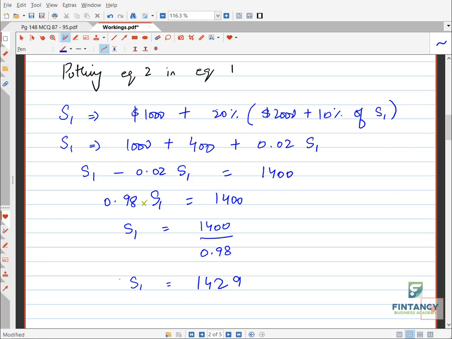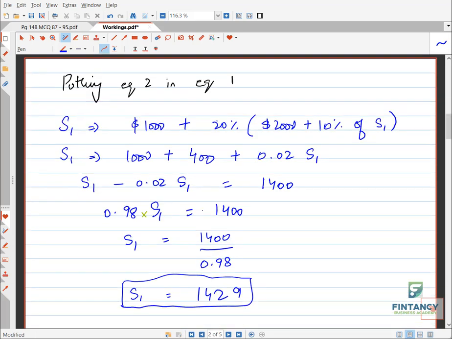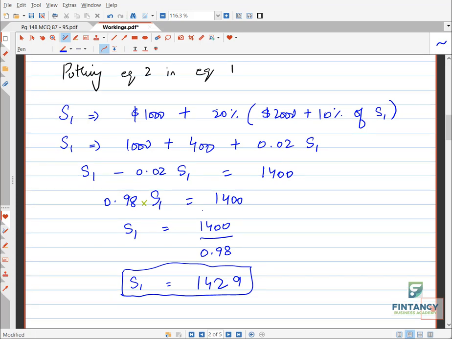Now see, S1 is 1429. It's no longer 1000. Remember, S1 was before 1000. But after this calculation, we got to know that S1 is not 1000. It is $1429, because we got the portion from S2 also now. Got the story? Now we will solve for S2, which is very simple.